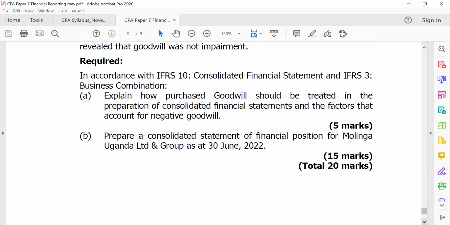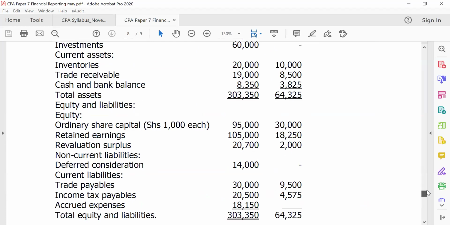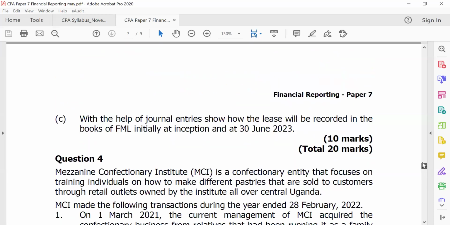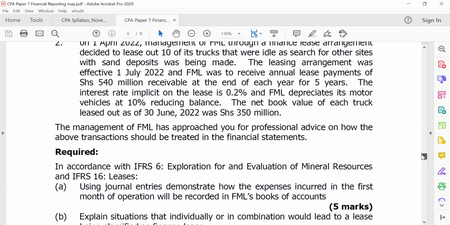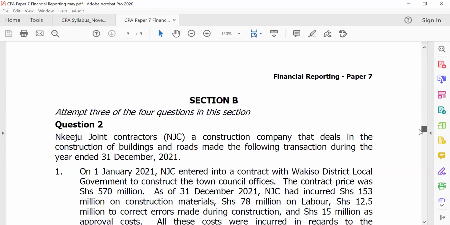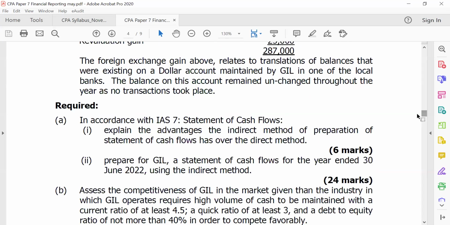So there's something that you can see with each of these questions, that they have a reference in regards to a standard. So this paper is mostly looking at now the standards and seeing how you apply the so-called standards.